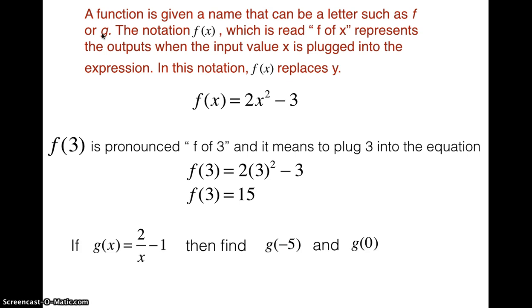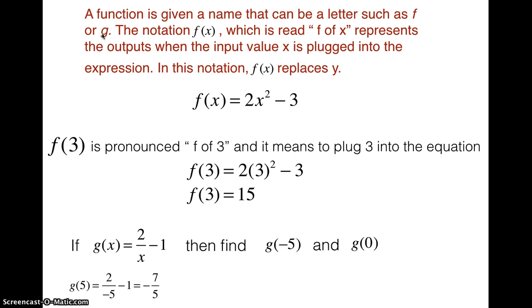If g of x is equal to 2 over x minus 1, we're going to find g of negative 5, and then we're going to find g of 0. So again, whenever you see those numbers in a parentheses, you're just going to plug it in for x. So g of negative 5 should be 2 over negative 5 minus 1 equals negative 7 over 5.